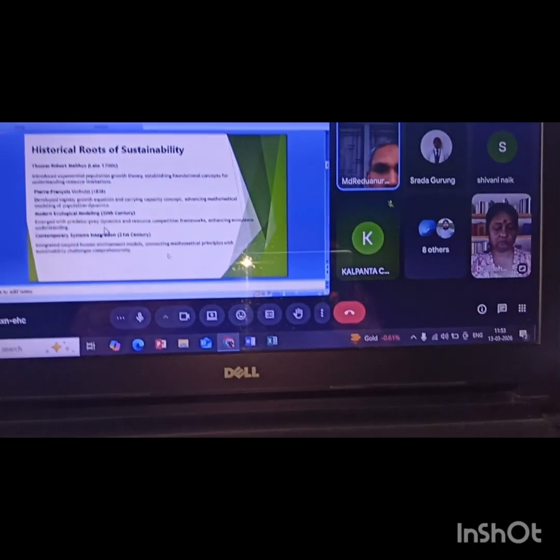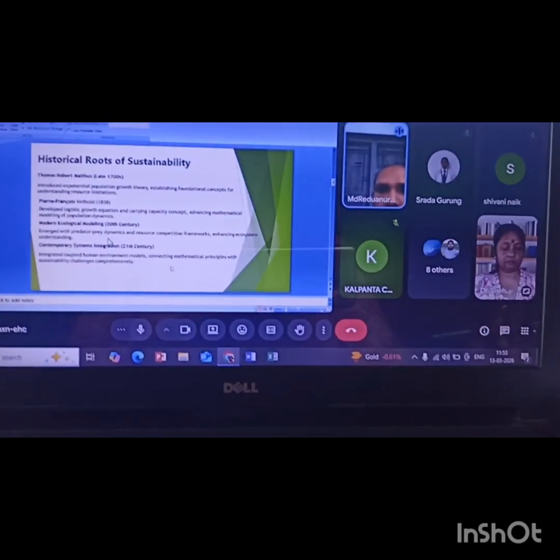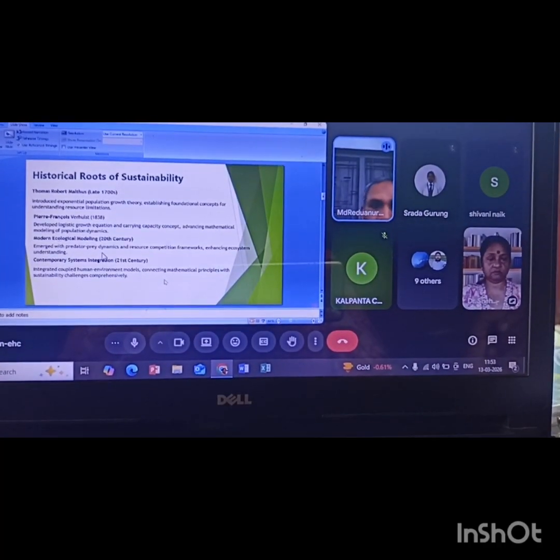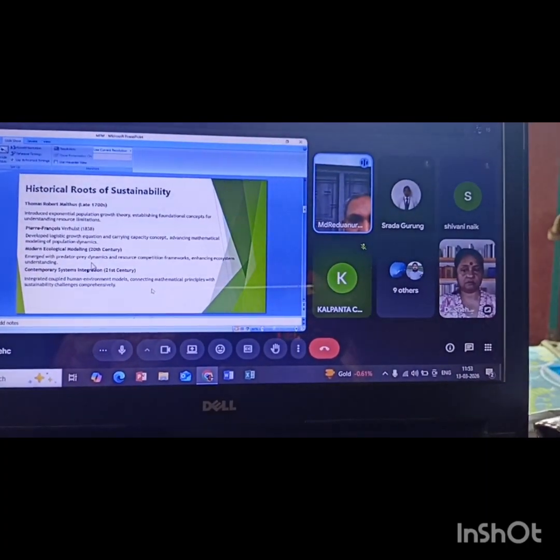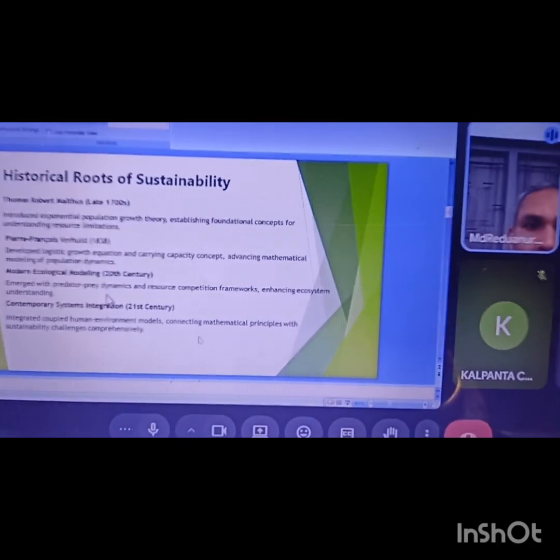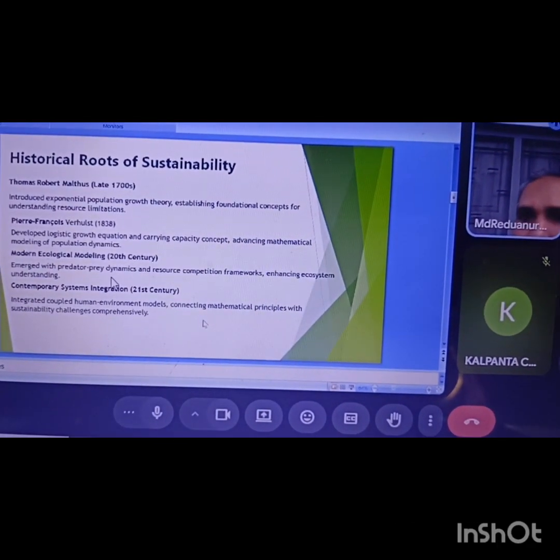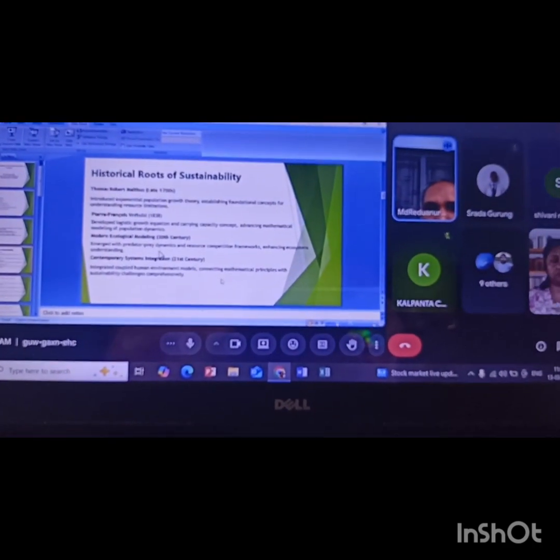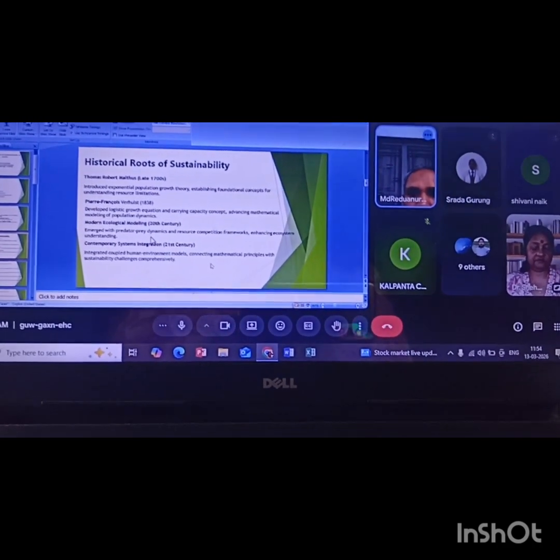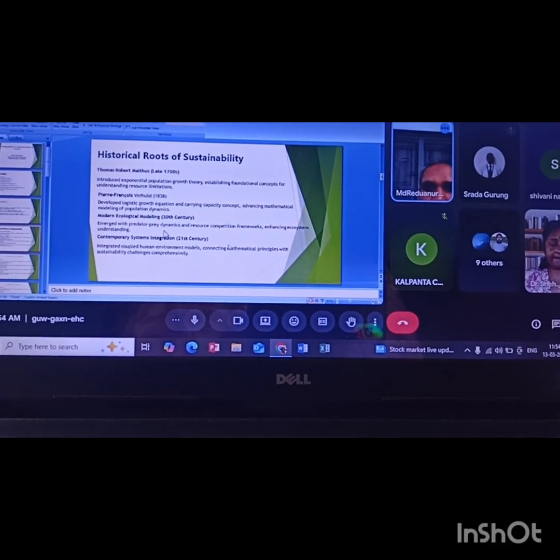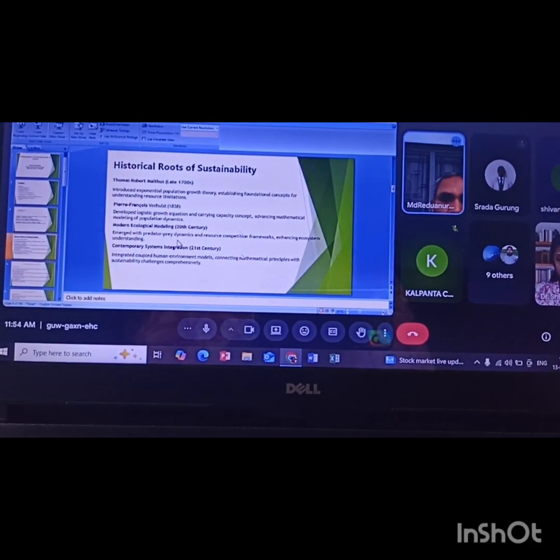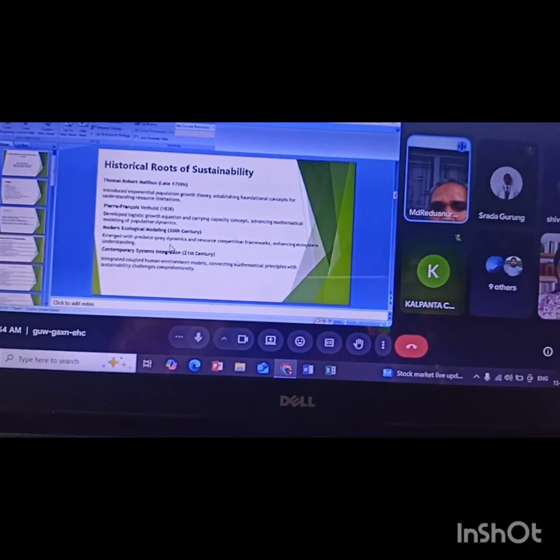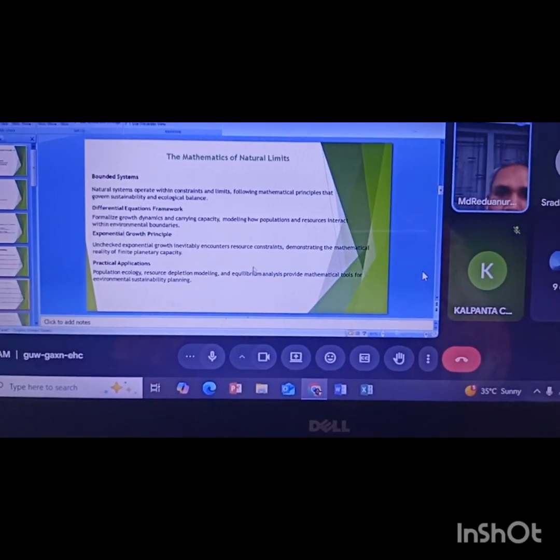Malthus, an economist and demographer, introduced the exponential population growth theory, establishing the foundational concept for understanding resource limitations. This was modified by Verhulst, a Belgian mathematician. He developed the logistic growth equation and the carrying capacity concept, and economics as an ecological system provides a competition framework, enhancing the understanding of ecological systems and the integrated coupled human-environment within some constraints.